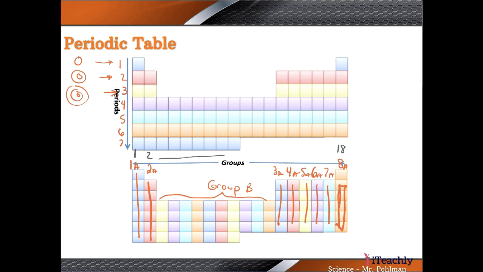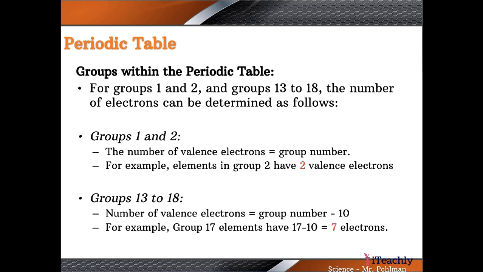Okay, so the groups tell you what kind of characteristics they have. All of these guys right here, the alkali metals, they all react very violently when thrown in the water. They want to give away electrons. All of these guys right here, the halogens, they're salt formers. They react violently to pull electrons to them. Okay, so let's move on.